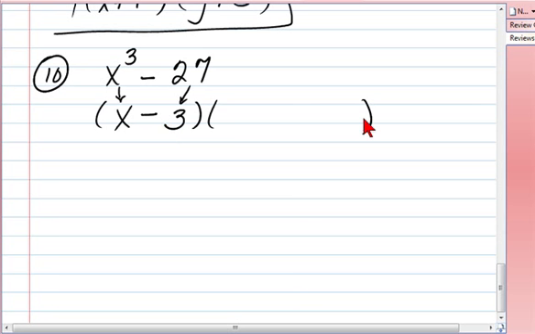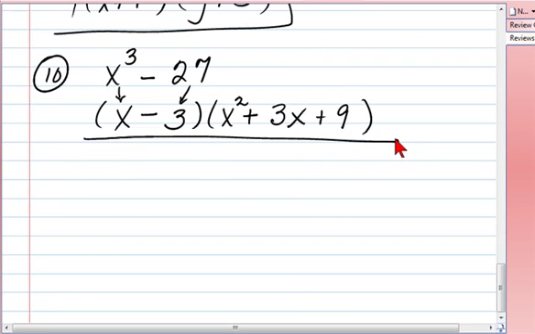You build the trinomial by saying square, change the sign, product, square. Square the first one for x squared. Change the sign for plus. Product is 3x. Square the last one for 9, and you're done. With the difference of squares, or the sum or difference of cubes, first you have to recognize that it is one of those, then you have to remember the pattern.